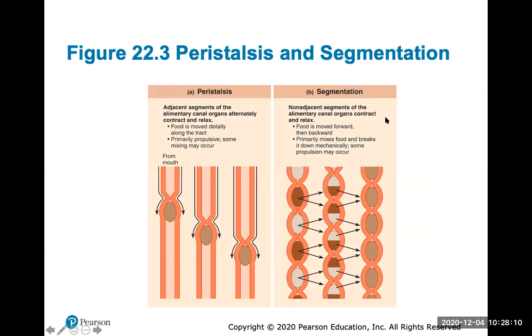So peristalsis again, uses smooth muscle to kind of contract and relax and push the food down. This primarily is propulsive. Some mixing could occur. So food is always moved distally along the tract. In segmentation, you have non-adjacent segments of the alimentary canal organs contracting and relaxing. So you have food moving forward and then backward. So we have this mixing of food, breaking it down, a little bit of pushing it forward, but kind of mixing, stopping, pushing forward, pushing back, and that's segmentation.